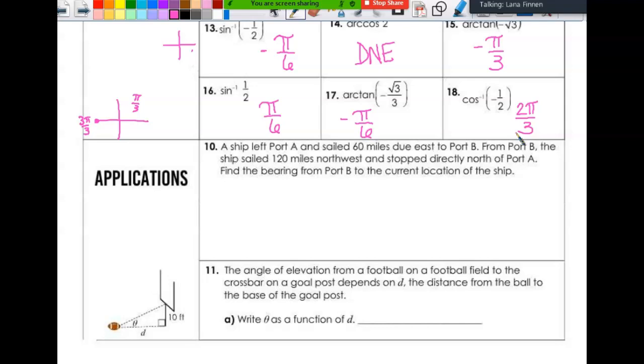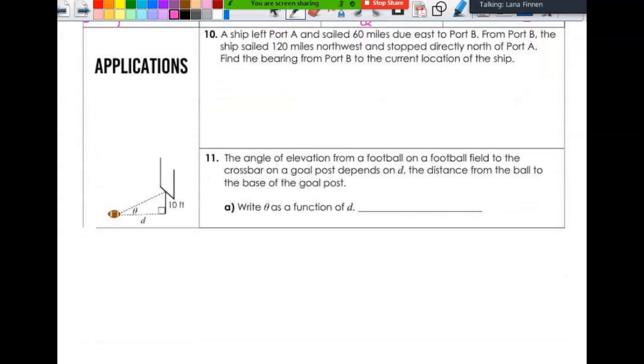Okay, good deal. All right, so let's look at a quick application of this. We're going to apply these a little bit later on after we get some more stuff under our belts and start solving things, but here's just a quick one. A ship left port A and sailed 60 miles due east to port B. From port B, the ship sailed 120 miles northwest and stopped directly north of port A. Find the bearing from port B to the current location of the ship. All right, so here's port A. I'm going to sail 60 miles due east to port B. So there's my 60 miles.